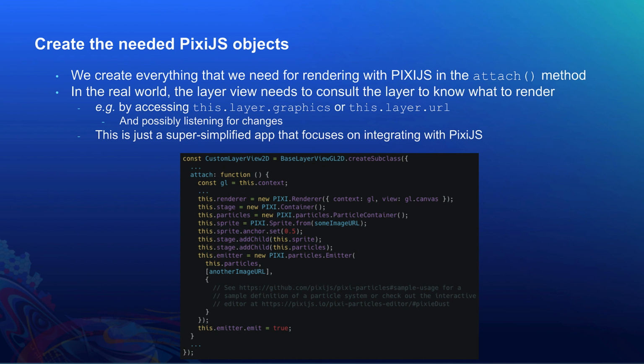To keep things simple, we'll be creating all the Pixi resources that we need in the attach method. We create the Pixi renderer, which is the object responsible for rendering the objects. We also create a sprite and particle systems. We'll update their position as the view state changes. In a real-world scenario, the layer view will probably be listening to the layer, but in this sample we want to focus on using Pixi.js.